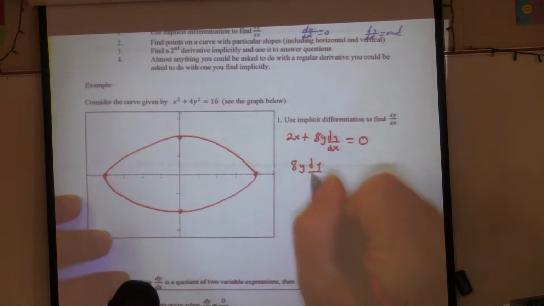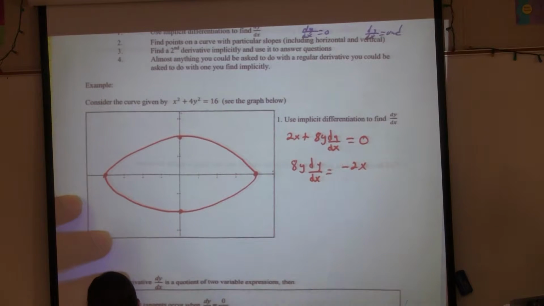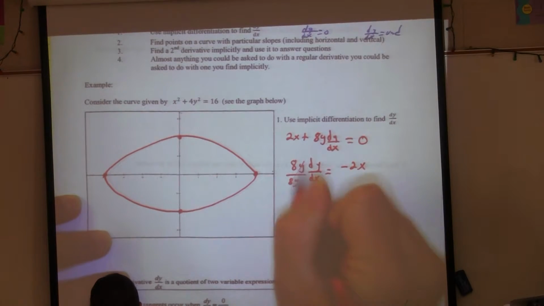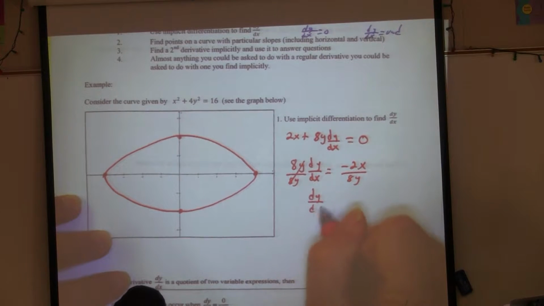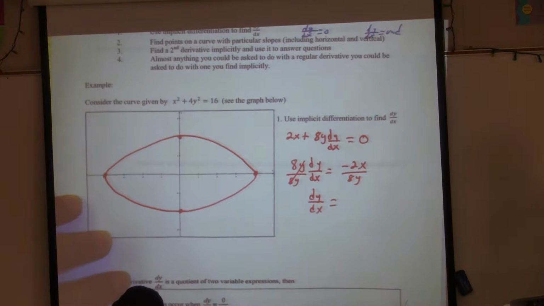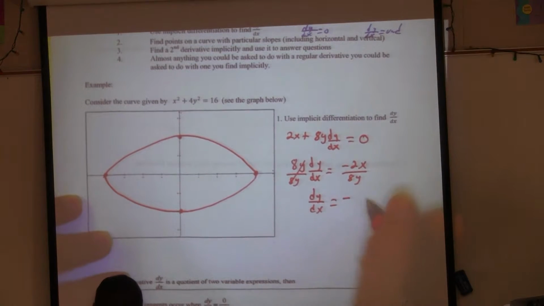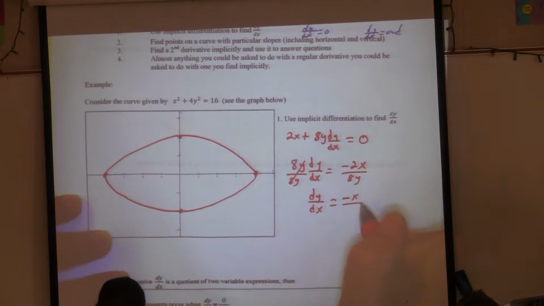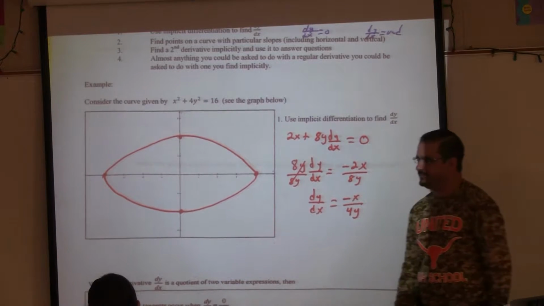So 8y dy/dx equals negative 2x. Divide by the 8y. So dy/dx equals negative 2 over 8, so negative x over 4y. That was easy, right?